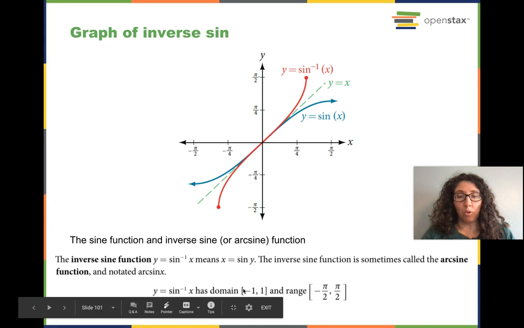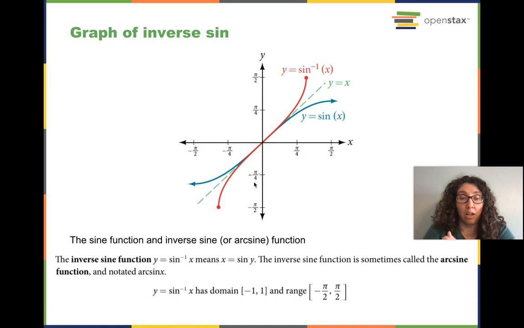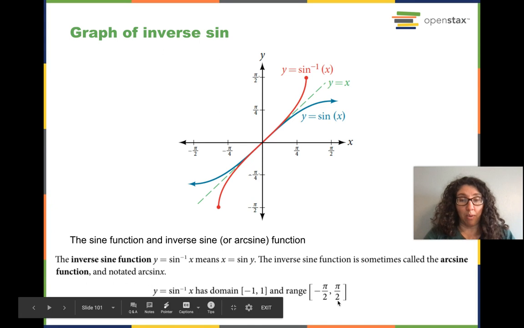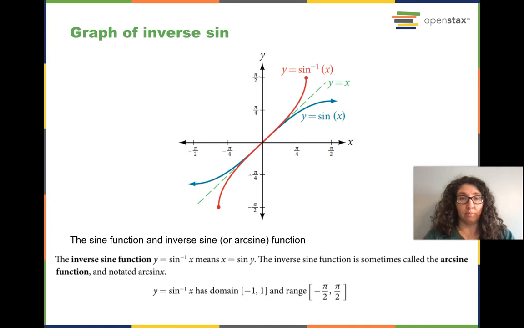So let's look at this. The domain goes from -1 to 1, and the range is from -pi halves to pi halves, right? Just like the restricted domain was opposite, right? For sine, the domain was -pi halves to pi halves, and the range was -1 to 1. So the domain and range switch for inverse functions.